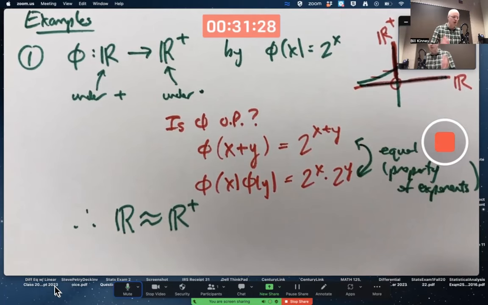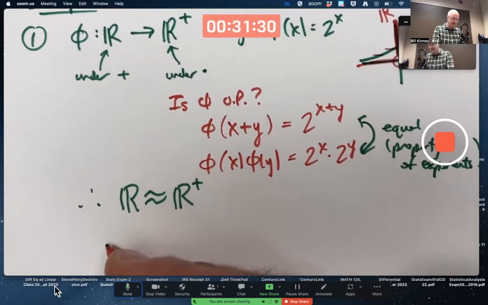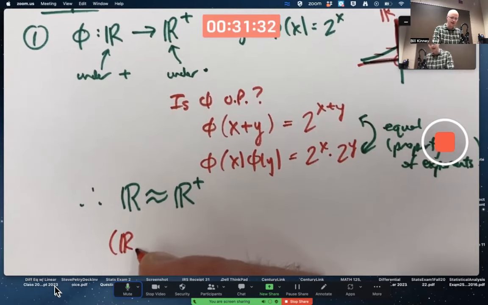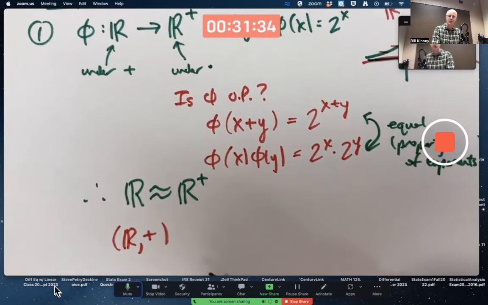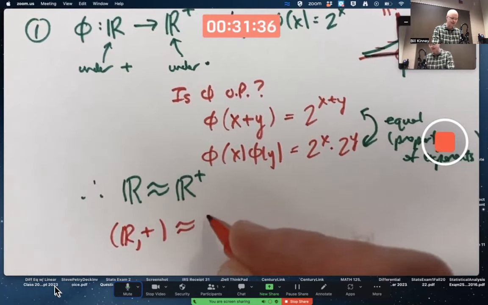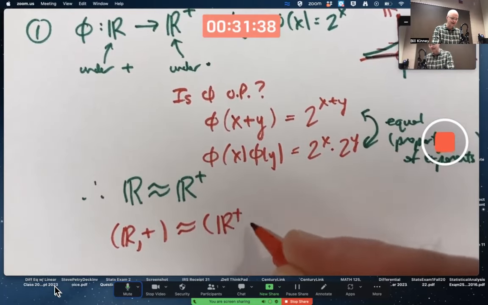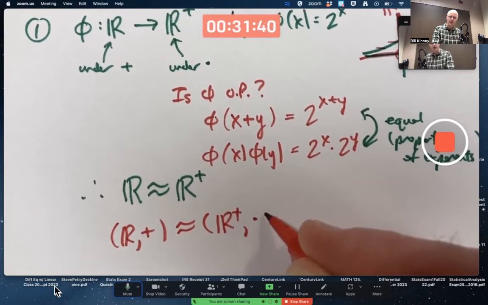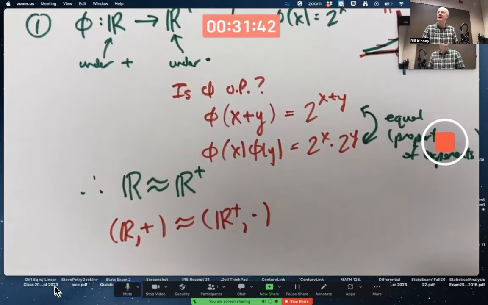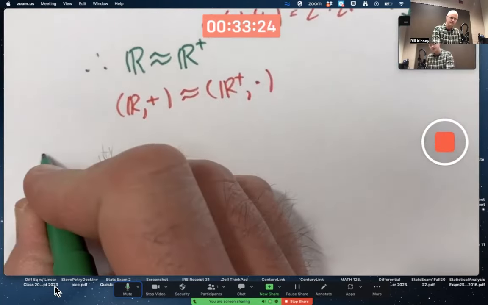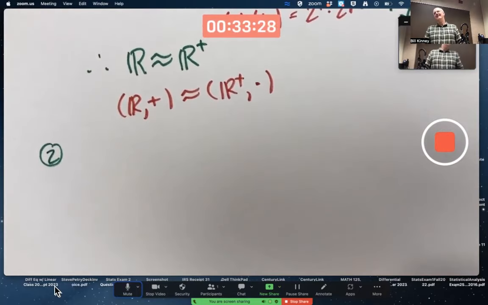If we're going to be a little bit more careful about it, we might emphasize that by writing this kind of thing. We might write an R with a plus sign in as an ordered pair and say that's isomorphic to R plus as an ordered pair with a dot for multiplication. Next example. I'm not going to prove everything here, but I just want to tell you about it and maybe hopefully you believe it.